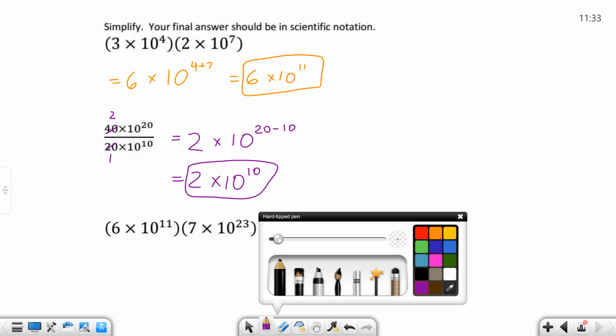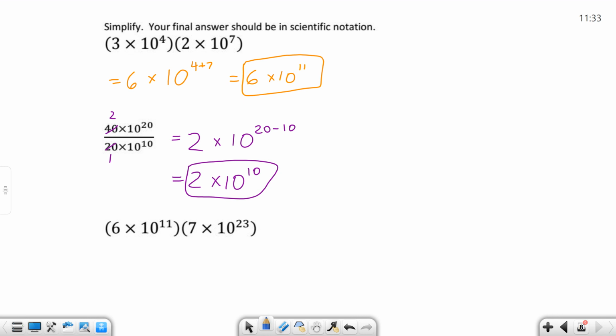And then the last one, 6 times 10 to the 11th times 7 times 10 to the 23rd. This problem is just like the first one, except different numbers. So we're going to do the same thing. We're going to do 6 times 7, and then we're going to do these two things by adding the powers. So 6 times 7 is 42 times 10 to the 11 plus 23. Right, those are the exponents being added. So this is 42 times 10 to the 34th power.